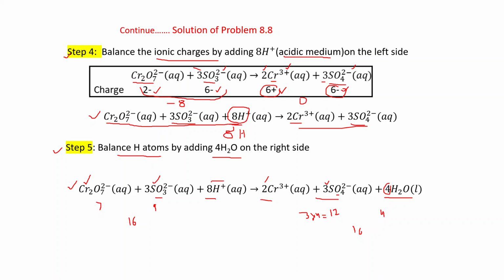Now hydrogen: on the reactant side 8 hydrogen atoms are there. On the product side, 4H2O gives again 8 hydrogen atoms. So all the atoms are balanced. Now check the charge. This is 2 negative, and in SO3 2-, 3 times 2 is 6 negative. And in 8H+, this is 8 positive. So minus 2, minus 6, plus 8 is 0 charge on the reactant side. On the product side, Cr3+ multiplied by 2 gives plus 6, and SO4 2- multiplied by 3 gives minus 6. So plus 6 minus 6 is 0. On both sides the charge is also balanced. So this is our balanced equation.